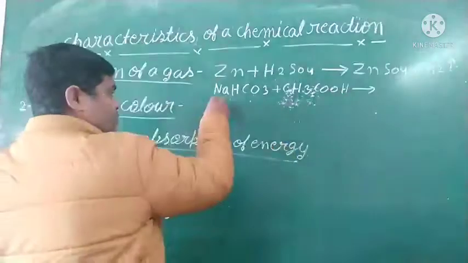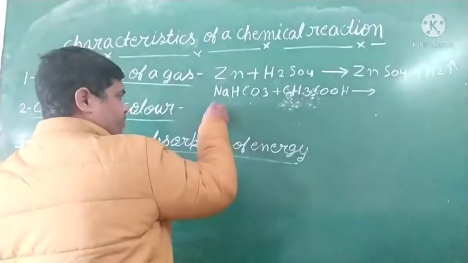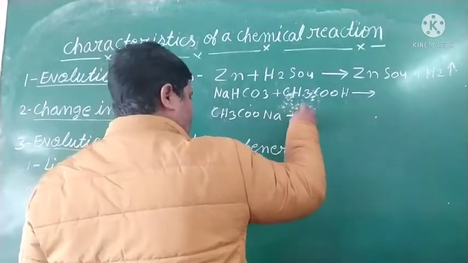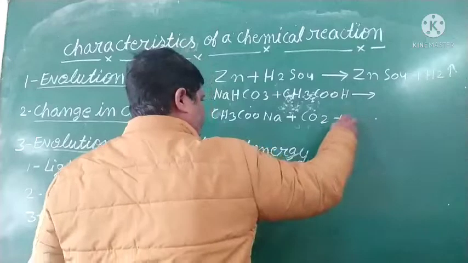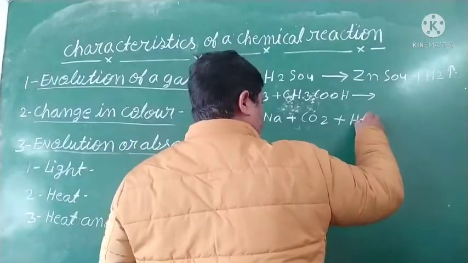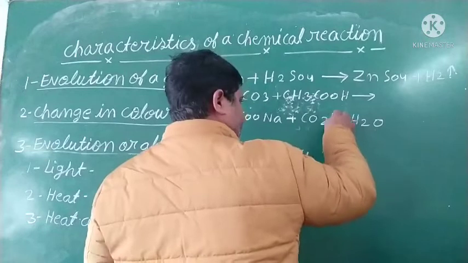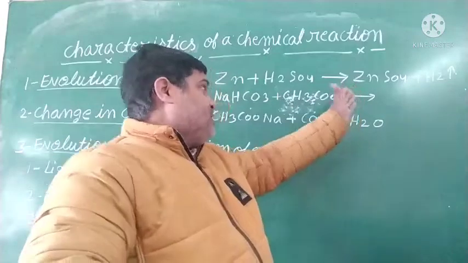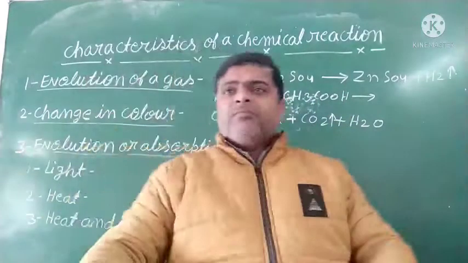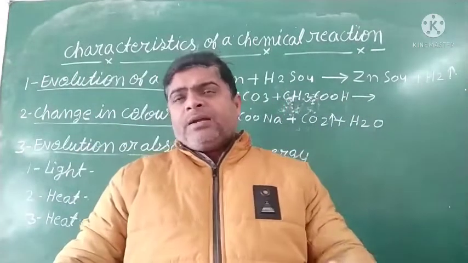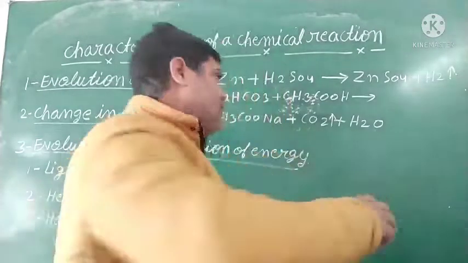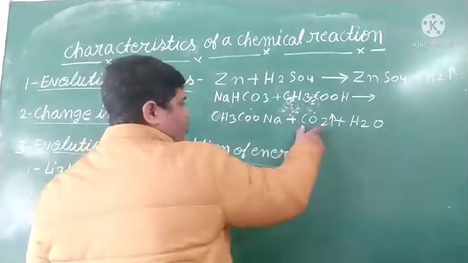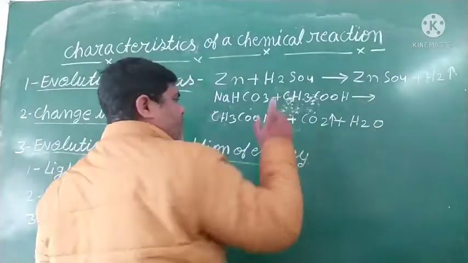it forms, see, sodium acetate, water and carbon dioxide. Carbon dioxide is released. So student, on the product side we get three things: 1, 2, 3. That's why we use the plus sign.